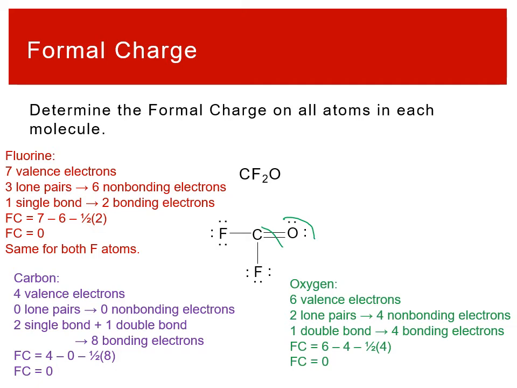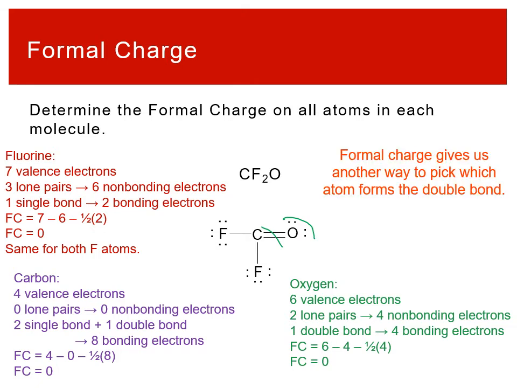So carbon is 0, fluorine is 0, oxygen is 0. And one of the things when we did this actual Lewis structure, we said that oxygen was going to be what lost its lone pair because of electronegativity. Sorry, we said oxygen was less electronegative, so it was going to lose that electron. We can also now point to formal charge indicating that that's going to happen as well.